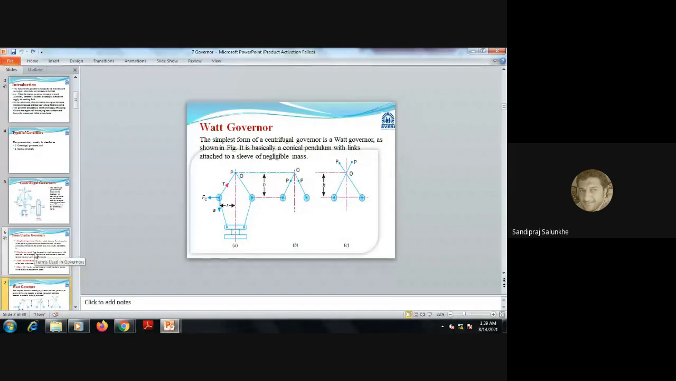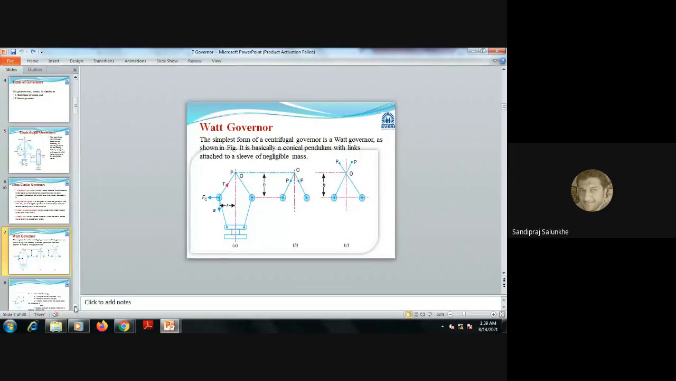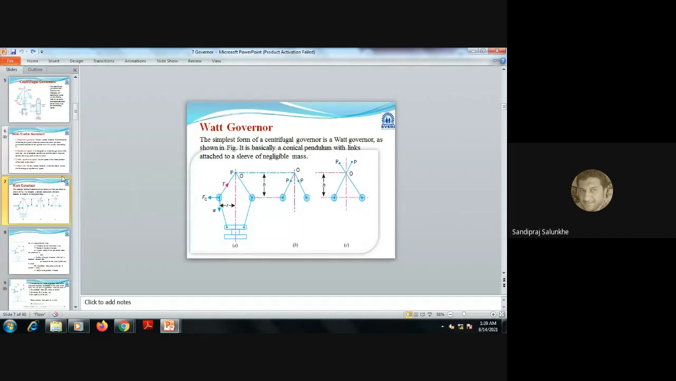Then we are going to see. So these are the terms. Okay, later on the terms when they are introduced, then we'll see.